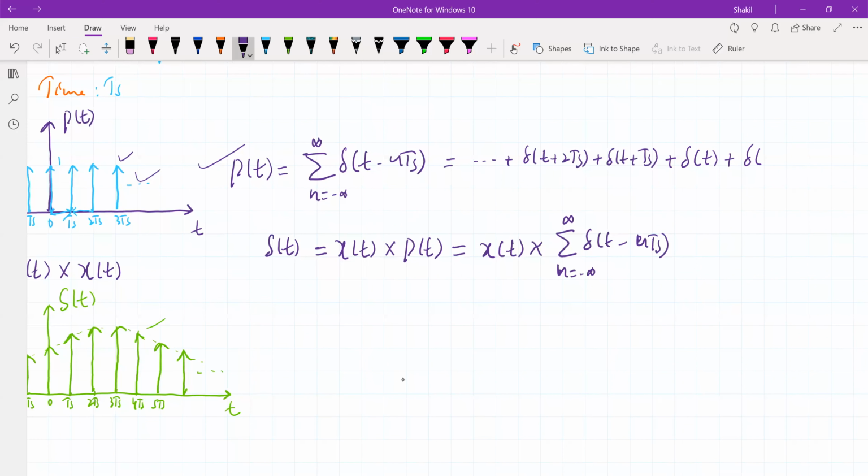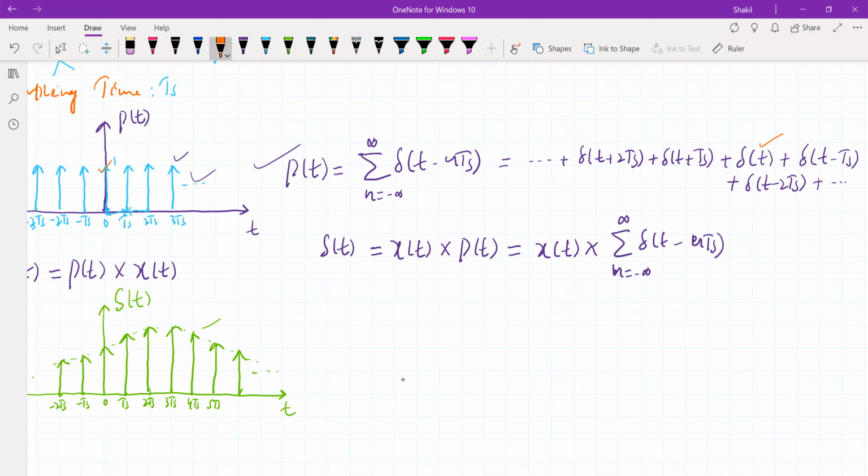So this is delta of t, plus delta of t minus TS, plus delta of t minus 2TS when n is 2. So you can see the signal is simply delta of t, minus this sample, delta of t minus TS, the shifted version of this, delta of t plus TS, delta of t plus 2TS, delta of t minus 2TS, and so on. You can repeat it for negative and positive values. So this is simply an impulse train.